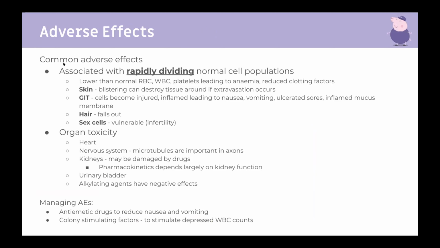So with your adverse effects of anti-cancer drugs, anti-cancer drugs usually target the rapidly dividing cell population. So that includes cancer cells that are rapidly dividing, as well as normal cells, which also rapidly divide. So as a result, you will have lower red blood cells, white blood cells, platelets that can lead to anemia. You will also have some problems with your skin cells because they are also rapidly dividing, as well as possibly some cells on the epithelium of your GIT. And then also your hair can fall out, as well as your sex cells can be vulnerable as well. Okay, so these are all some possible adverse effects because the drugs target rapidly dividing cells.